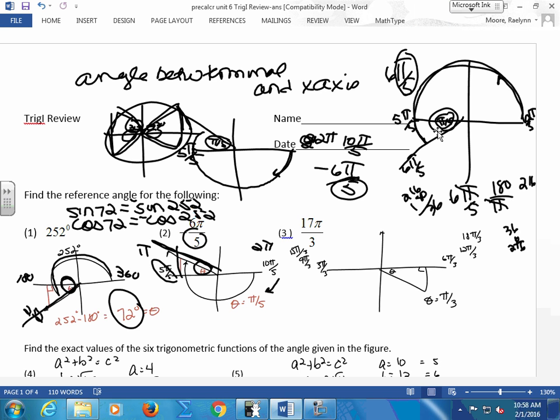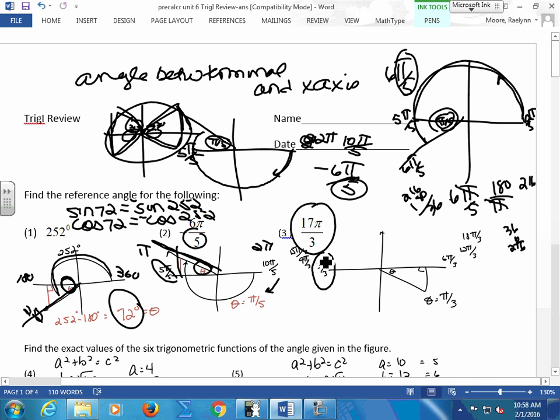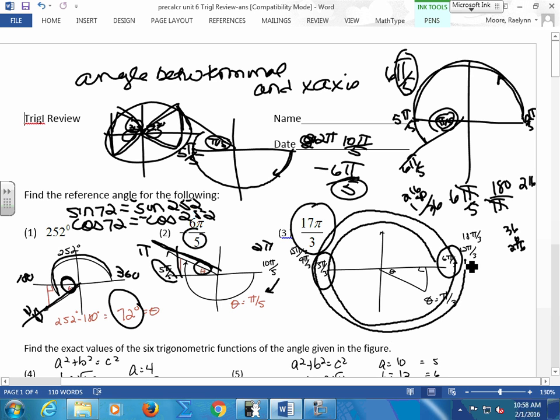My last guy is 17 pi over 3. So I start like this: 3 pi, 6 pi. I rotate around. I pass the 3, I come to the 6. I'm past the 6. If I add 3 more, what is this? 9. I didn't hit 17. 12. Add 3 more, 15. Add 3 more, this is 18. I only needed to go to 17.